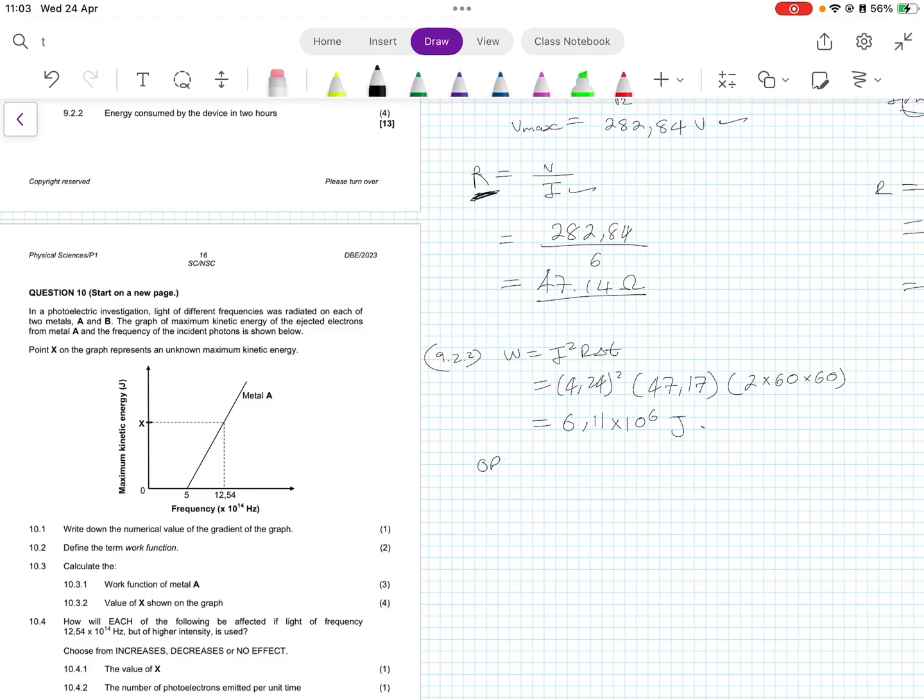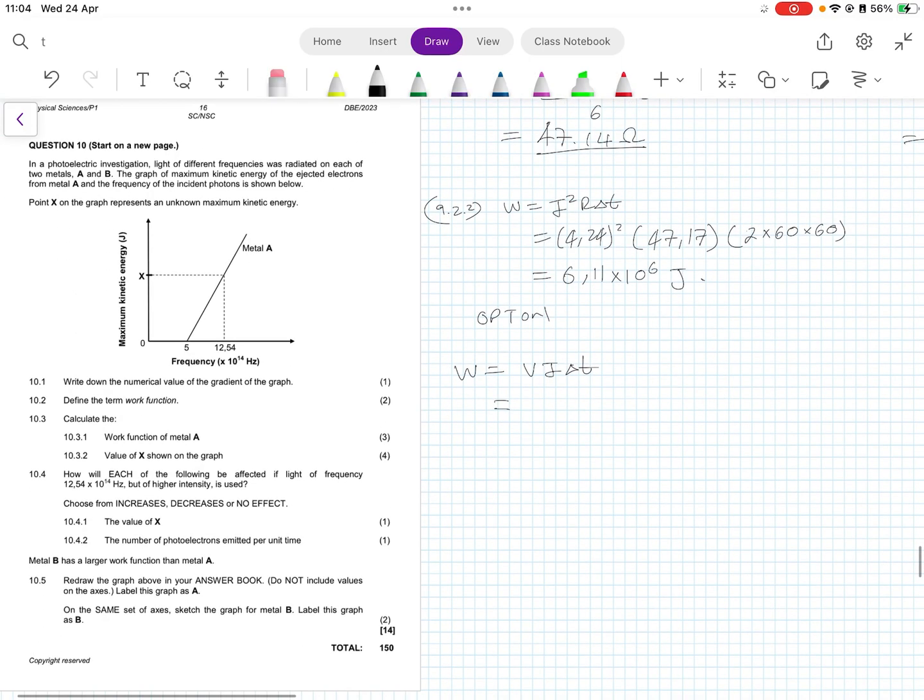Or option 2, you could use the formula that tells you that the work done is equal to the product of the potential difference with the current and the time, where you still continue using your RMS values, where your VRMS is 200, your IRMS is 4.24, and your time is 7,200 seconds, coming from this right there, okay? And it'll give you the same answer of 6.11 times 10 to the power 6 joules.